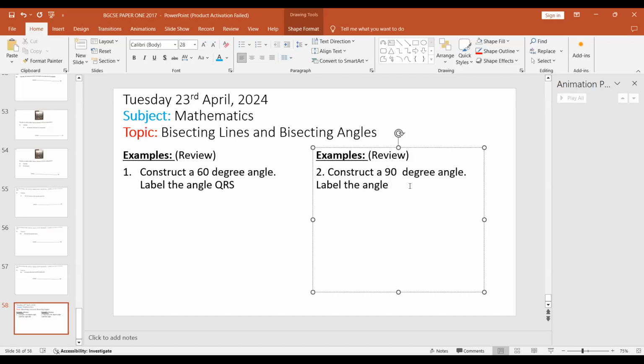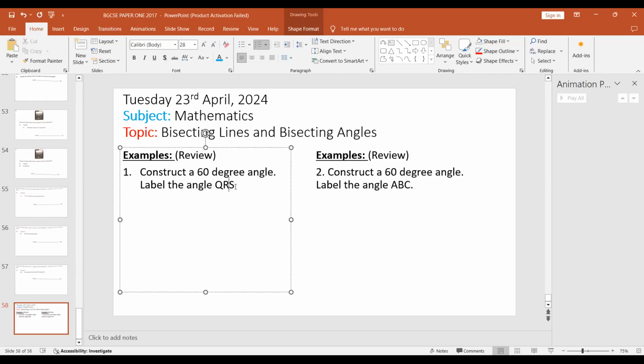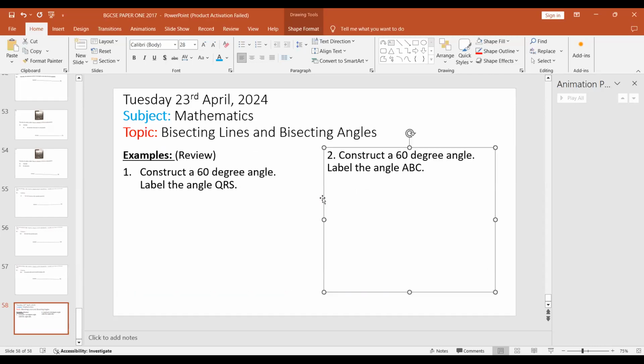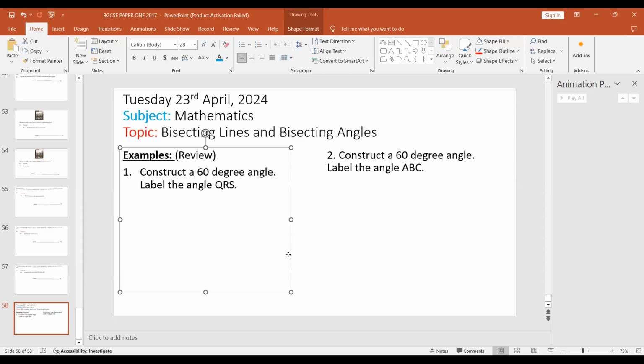You know what? Let's do two 60s and two 90s. So we're going to construct a 60-degree angle again and label it angle ABC. The first thing we're going to do is draw two angles. The first one is a 60-degree angle, the second is also 60 degrees. Just to remind ourselves how to construct a 60-degree angle.